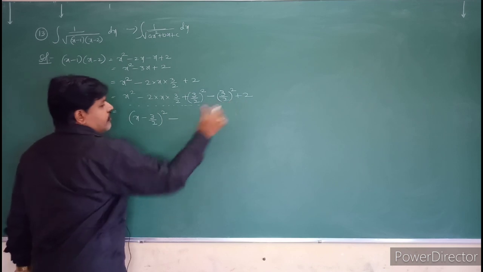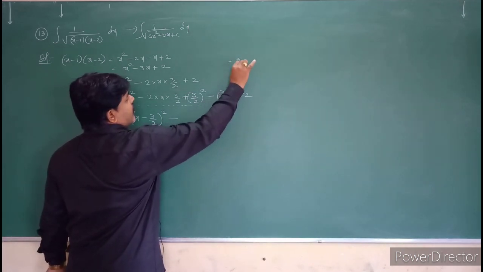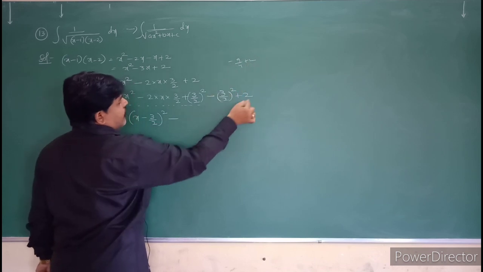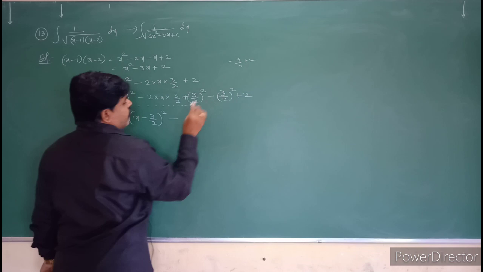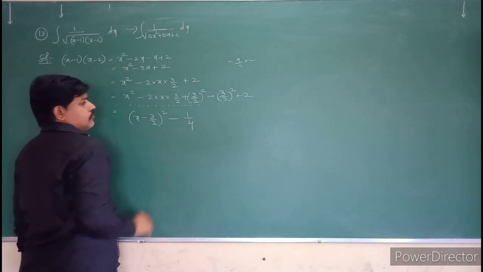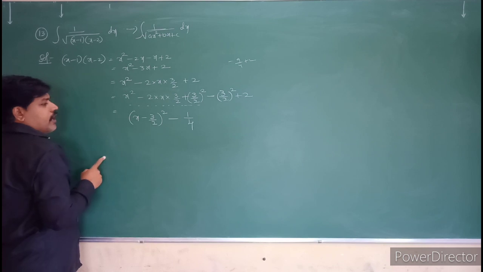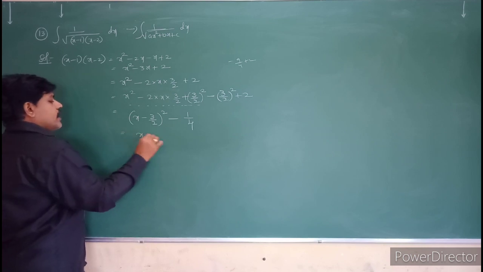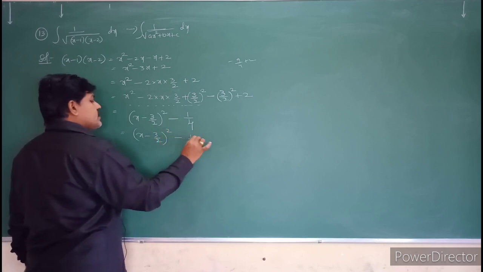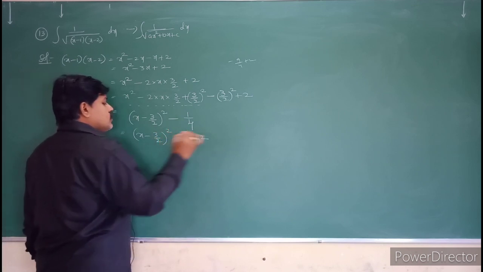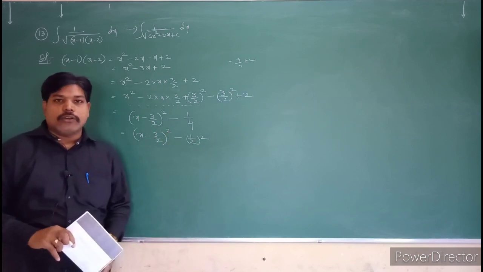minus, what is this value? Observe that, what is this value? Minus 9 by 4 plus 2. Take the LCM. So minus 9 plus 8 by 4 is nothing but minus 1 by 4. So you can write it as (x minus 3 by 2) whole square minus (1 by 2) whole square.